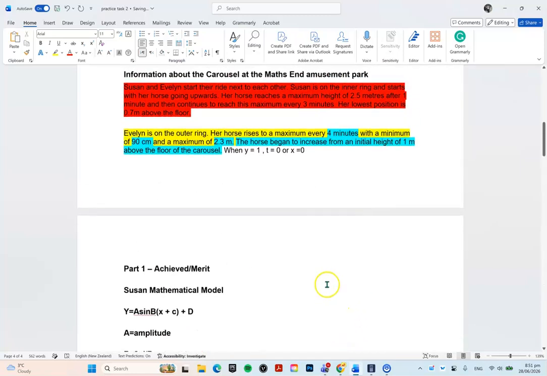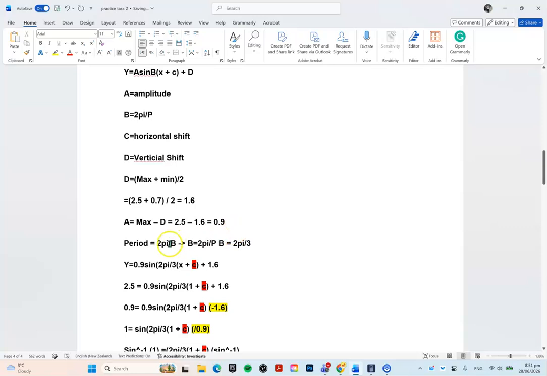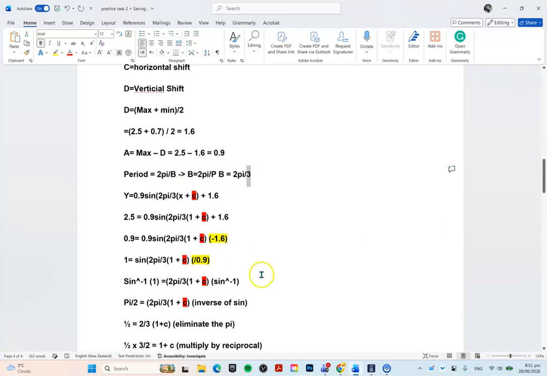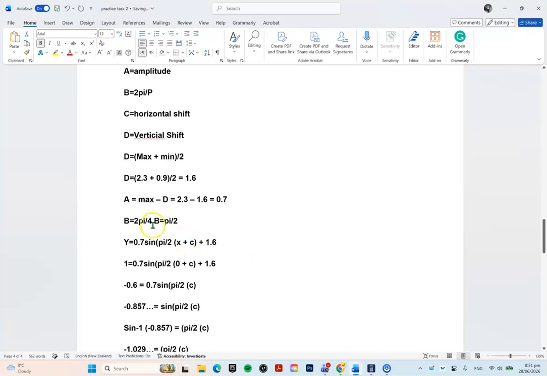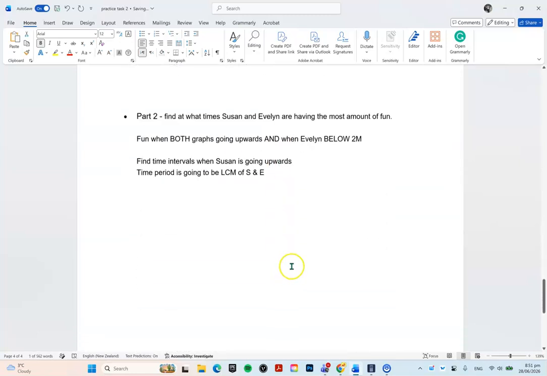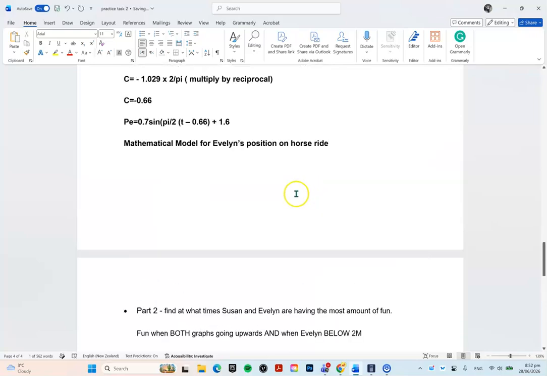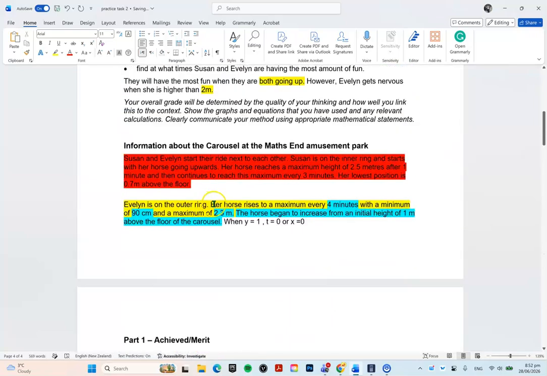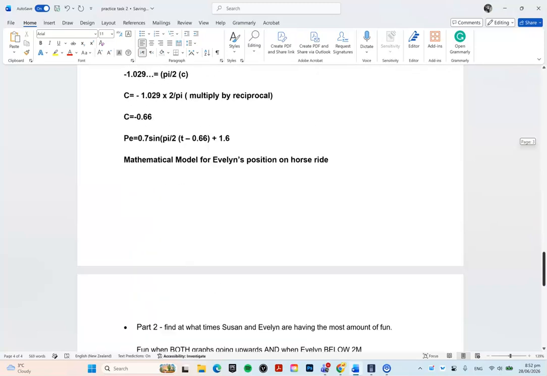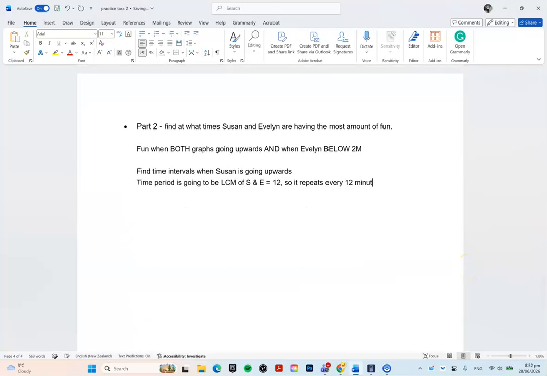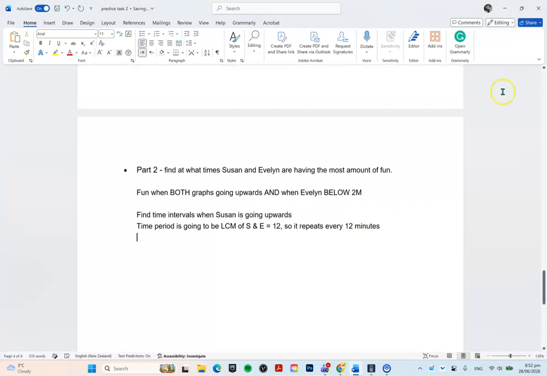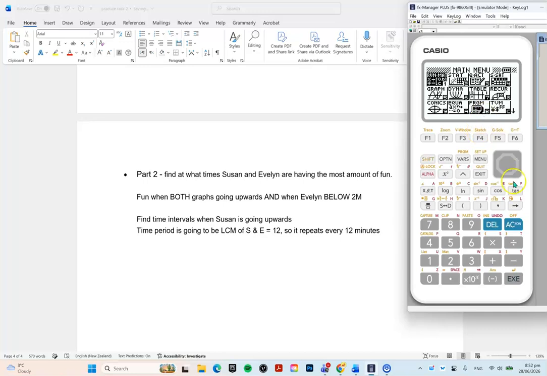So we can see Susan's period is 3, right? And Evelyn's period is 4. So the lowest common multiple of 3 and 4 is equal to 12. So it repeats every 12, is it in minutes or hours? It's going to be every 12 minutes, right? So our time interval is going to only go up to 12. We're not going to go any more than 12. So pull up the graphics calculator. We are going to go into graph.